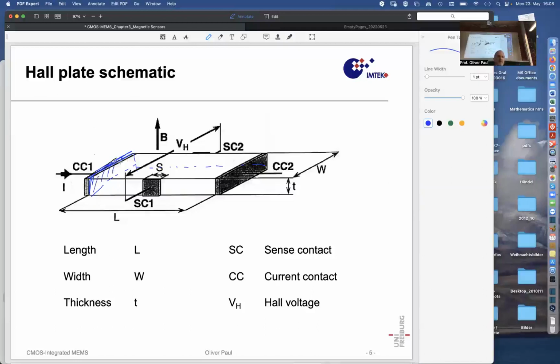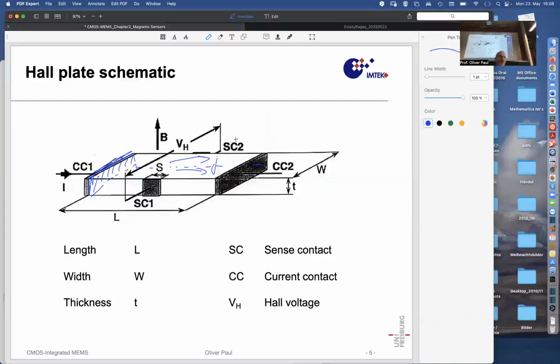So this contact on this left rear surface is used to inject the current, and then we have a current density J flowing through the device, and out the current comes again through this current contact 2. And while it crosses this volume, the magnetic field acts on the charge carriers that are carrying that current, and via the Lorentz force, by some subtle effects that we will discover, a Hall voltage, VH, appears between the side contacts SC1 and SC2.